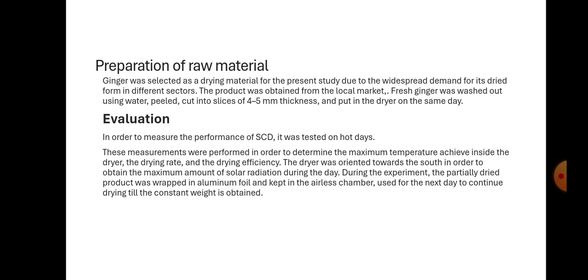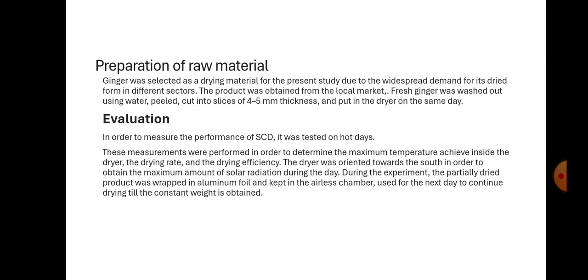Then, preparation of raw material, which I use: ginger in a solar dryer for experimentation. Ginger was selected as a drying material for the present study due to the widely dispersed demand for this dried form in different sectors. The product was obtained from the local market.